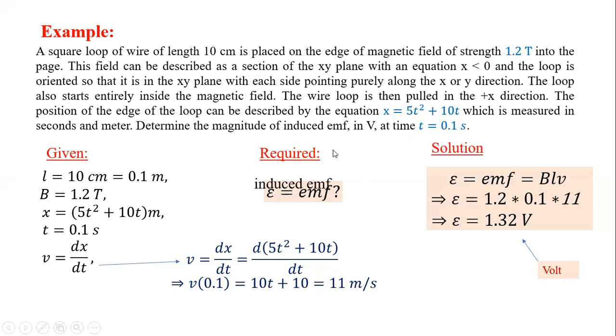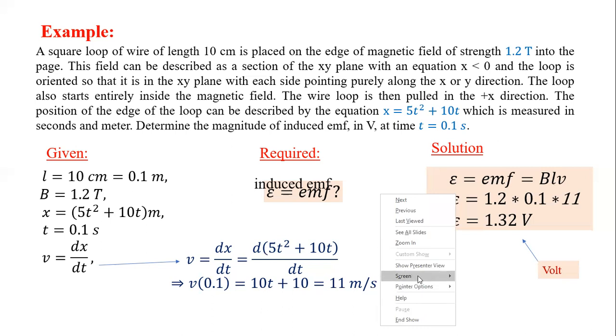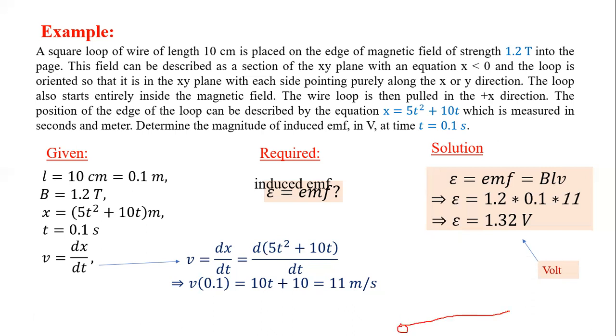So we have been given the length of the wire. Let me call this a wire, with length L equal to 10 centimeters. Then there is a magnetic field of 1.2 tesla. The length is equal to 10 centimeters. We need the velocity of the loop in the magnetic field.